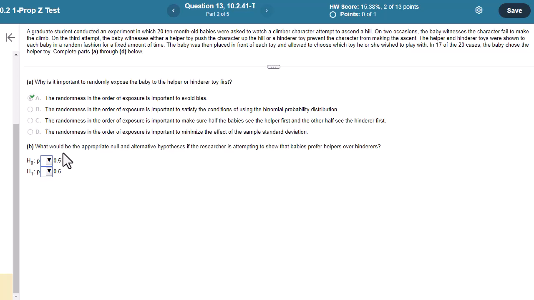Okay, let's keep on going. So what would be the appropriate null and alternative hypothesis if the researcher is attempting to show that babies prefer the helper over the hinder? So we would expect what? That if there's no preference, that half. So that would equal, and they already have 0.5 here, so that would equal 0.5. And so they're expecting that more than half. Now, they have to set this before they even do the study. That more than half are going to prefer the helper toy versus the hinder toy.